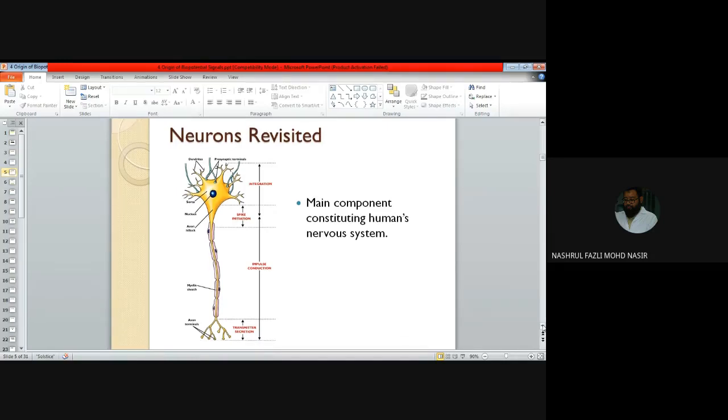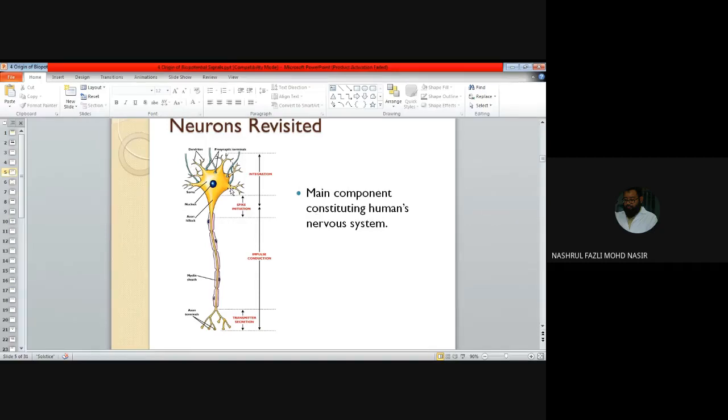So this is our neuron. You know our dendrites. You have the soma, the nucleus, the axon hillock, the myelin sheath, the axon terminal. I hope you can learn this by heart. This is the main component of the human nervous system. If you look at the notes, if you have downloaded them, there is an explanation on pages 5, 6, and 7.